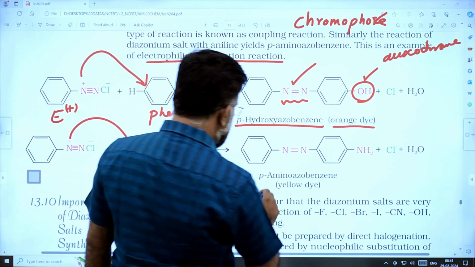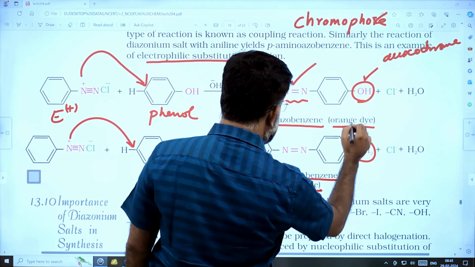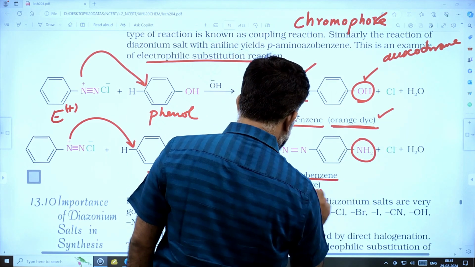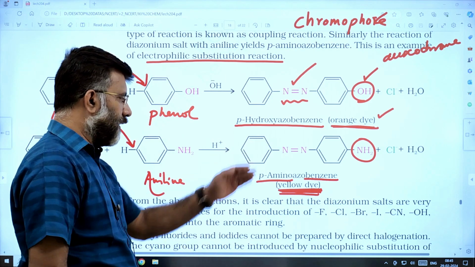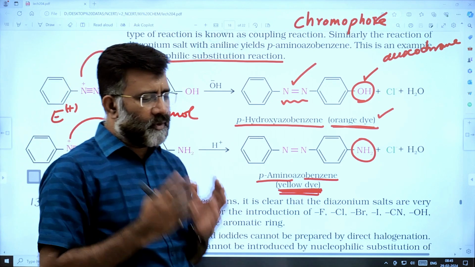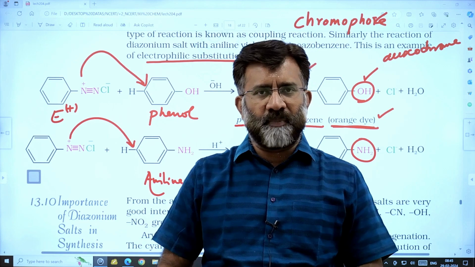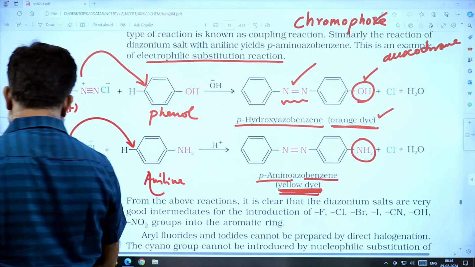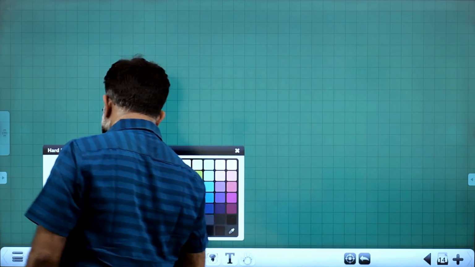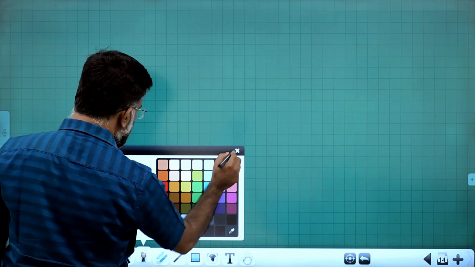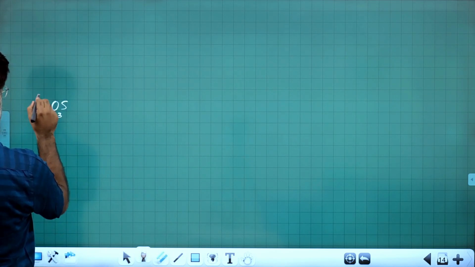You get para-aminoazobenzene. Here it is an orange dye, and here it is a yellow dye. Right? Again an azo dye. This is one of the most important reactions given by diazonium salts, the azo coupling reaction. And such a reaction and product maybe all of you are familiar with. And of course, notes are given. Hope you remember, where we take such an example.